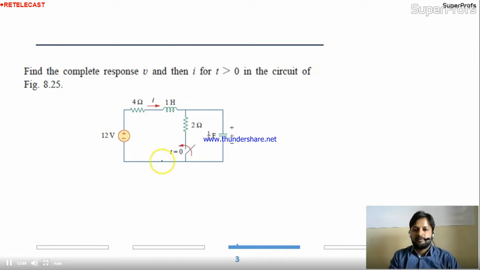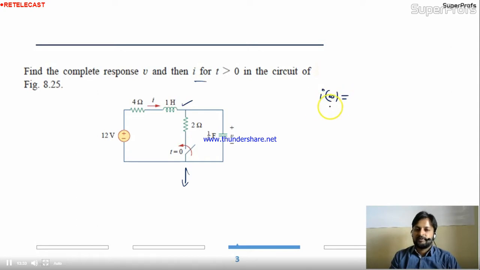So based on this second order, I have one question: find the complete response V and then I for t greater than 0 in the circuit of the figure. At t equal to 0, you are closing the switch. You have to find out IT over here, and you have two dependent sources, two energy storing elements, capacitor and inductors. So here you can't apply that formula I infinity and something.